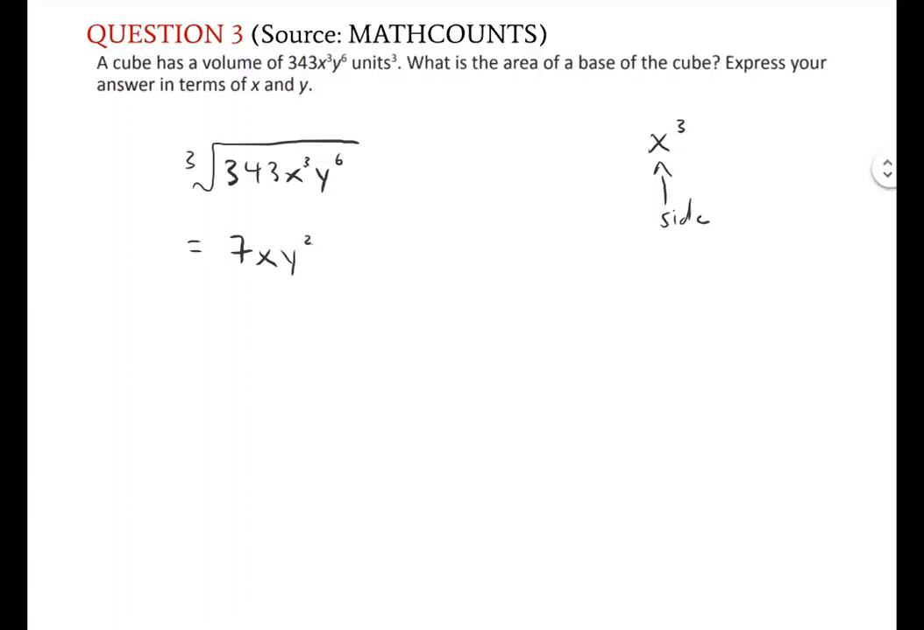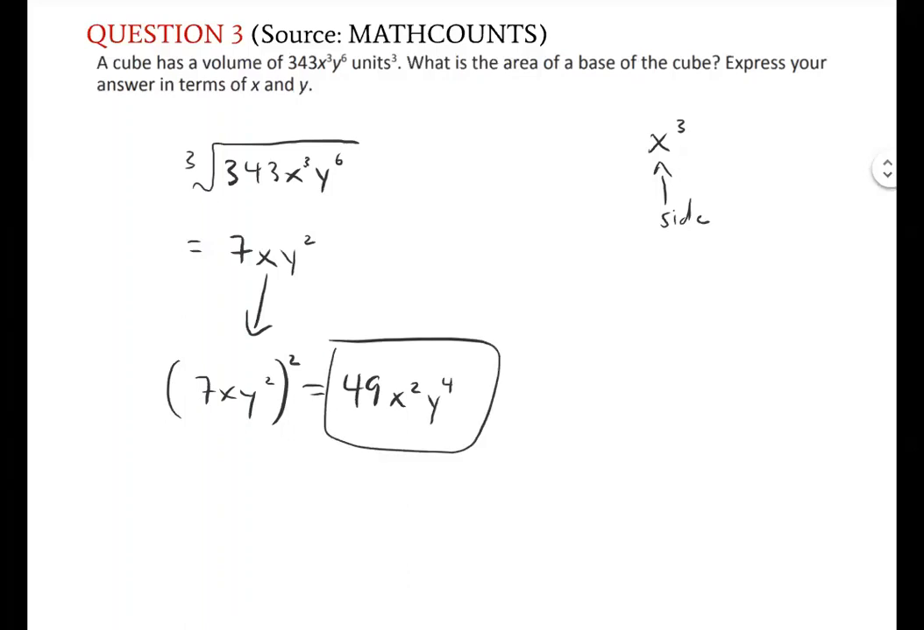So if you want the area of the base of a cube, that's just saying the area of one of the faces. So you just take this and you square it, since that is the area of a square. And you will get an answer of 49x squared y to the power of 4.